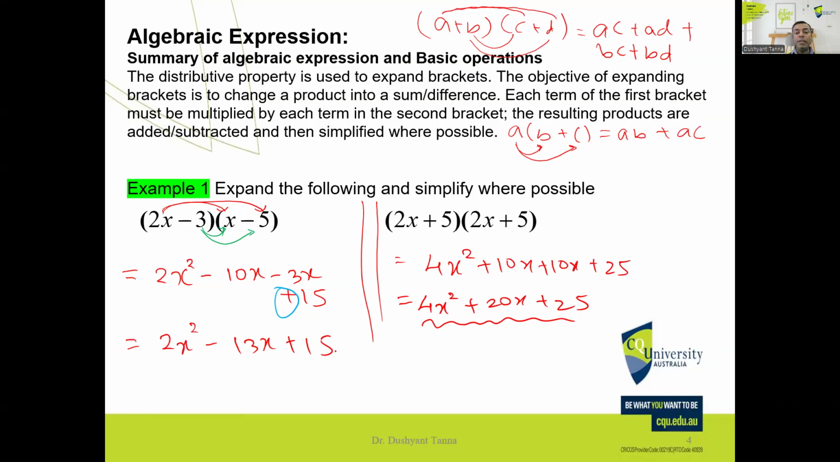Okay. Up here, 2x times 2x is 4x squared. 2x times 5 is positive 10x, 5 times 2x is positive 10x, and 25. So once you simplify this, it is 20x.